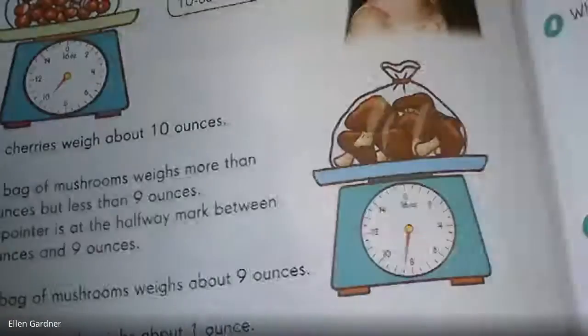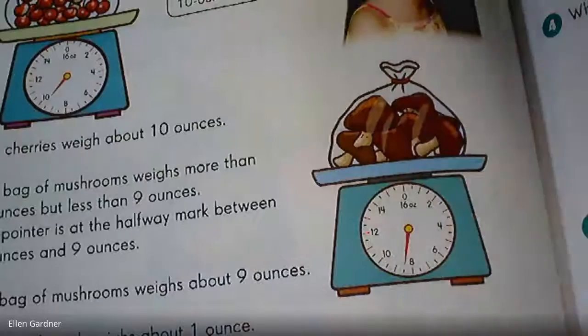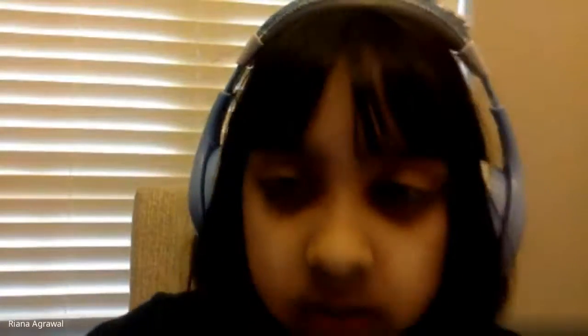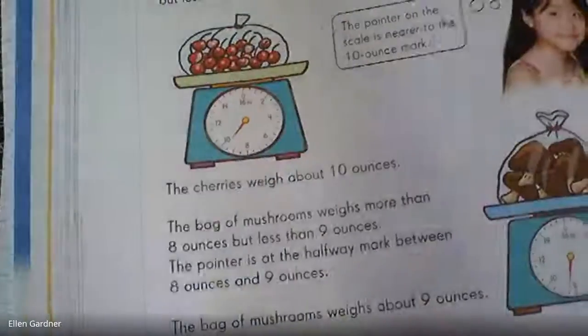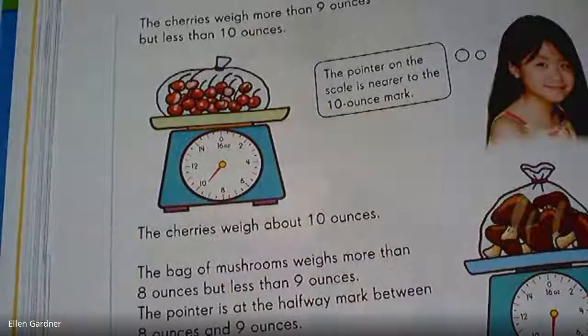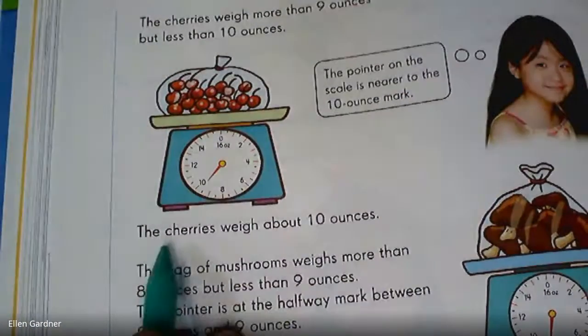Rihanna, could you read this section here about the cherries? The cherries weigh more than 9 ounces, but less than 10 ounces. But she says it's nearer to the 10-ounce mark. Can you continue? The cherries weigh about 10 ounces.